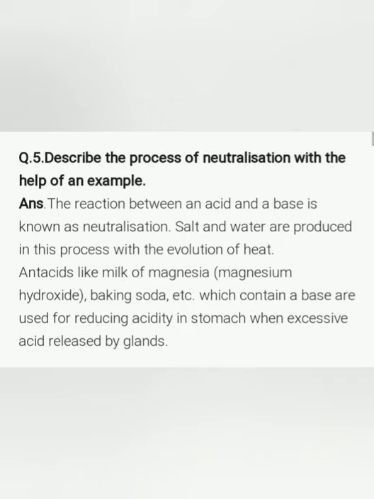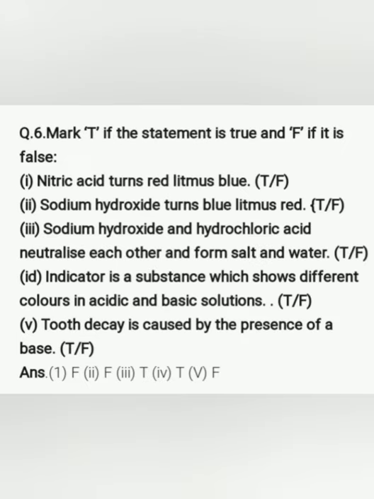Okay, so these are nothing but base products. So this is the example of neutralization. Understood? Now the next question is of true false. Okay, in that, what is the first question? The first question is: nitric acid turns red litmus blue.